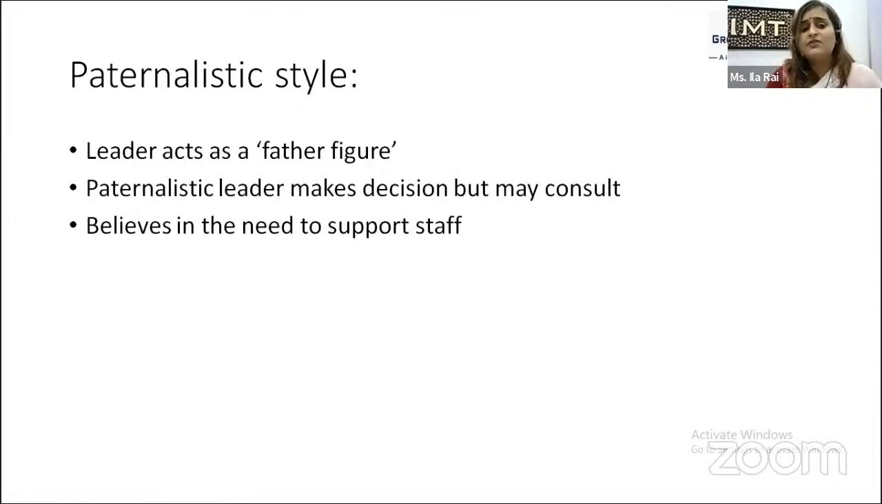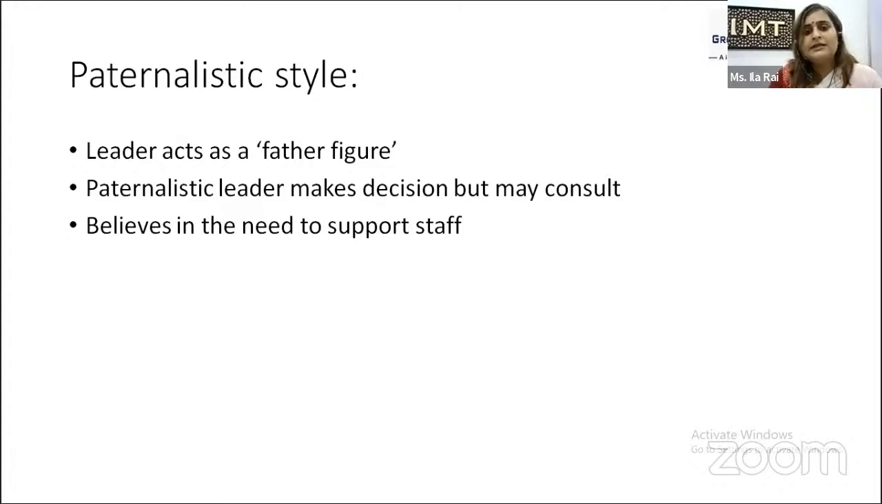The last style of leadership is paternalistic style. Paternalistic style means that the leader acts as a father figure. So a leader assumes the responsibility of a father figure for their followers, and they think that they are responsible for the well-being of their followers.